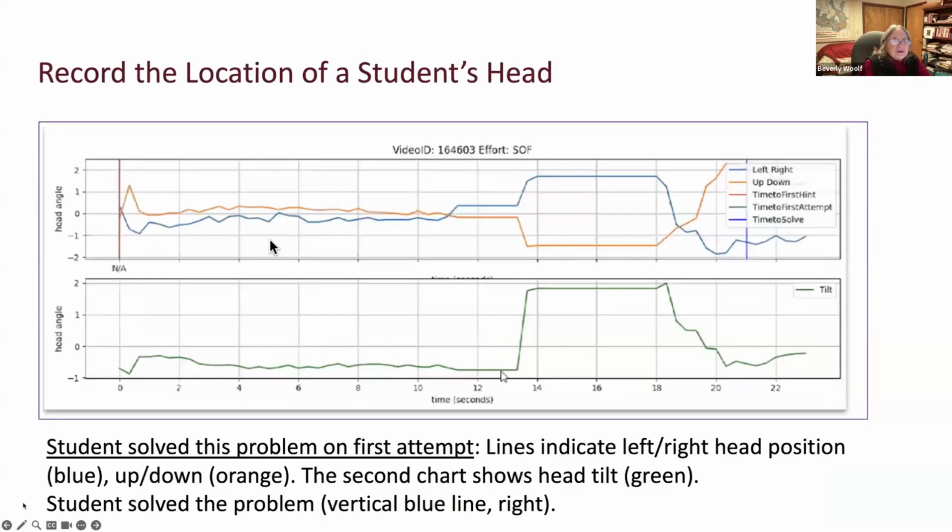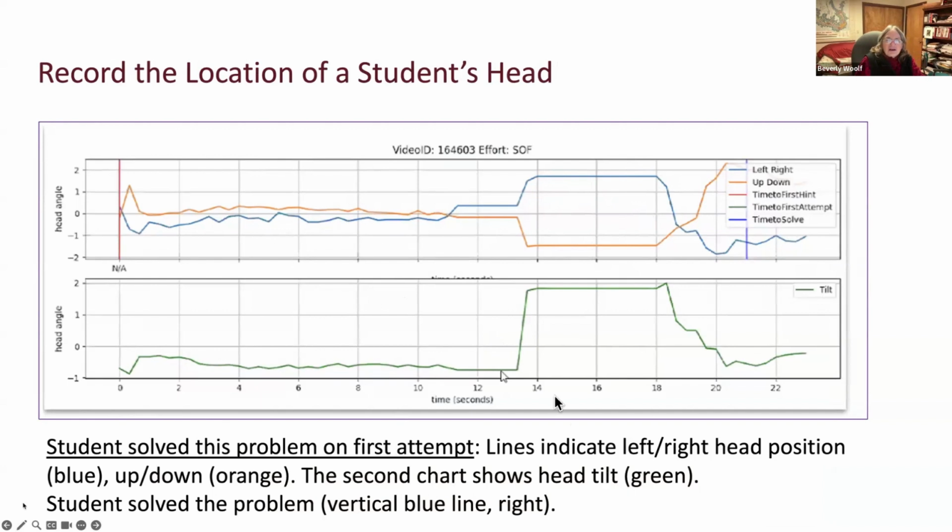And this is a location of the student's head. Again, this is just computer vision. But what it is, let's see, the orange is up and down. The head is going up and down. And this blue is the left and right. And the second chart shows head tilt, just the tilt.